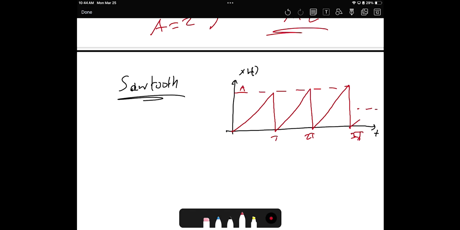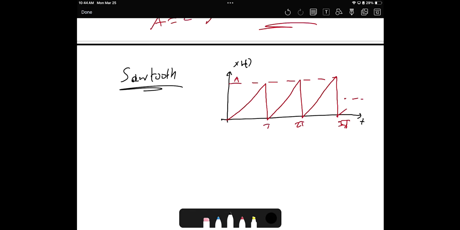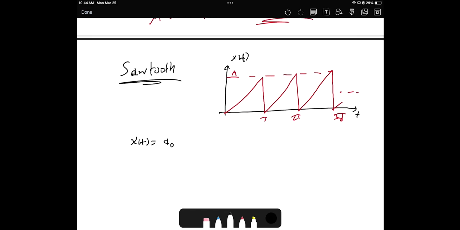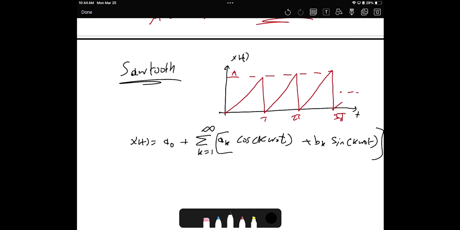let me write the overall formula for the Fourier series: x of t equals a naught plus the sum from k equal 1 up to infinity, a sub k cosine k omega naught t plus b sub k sine k omega naught t. Right? That's the general form. Now, what do we know about omega naught and the frequency?